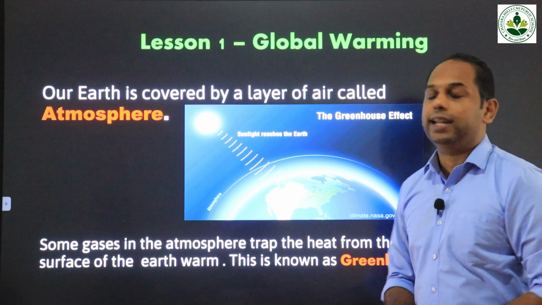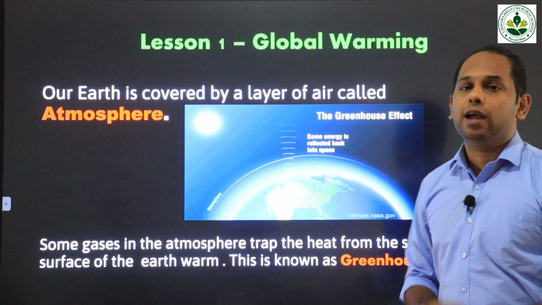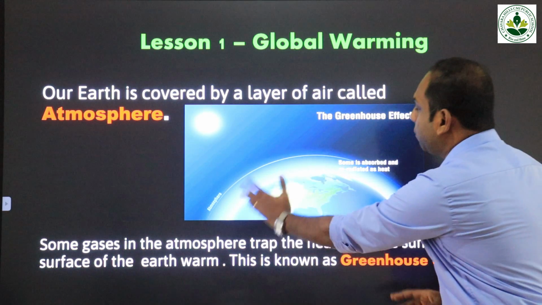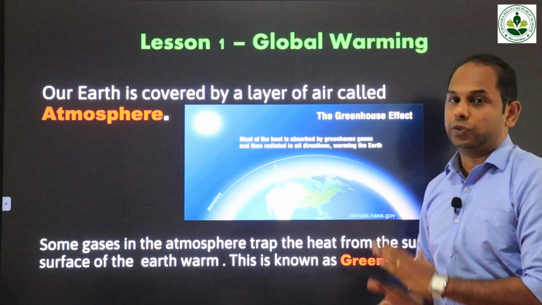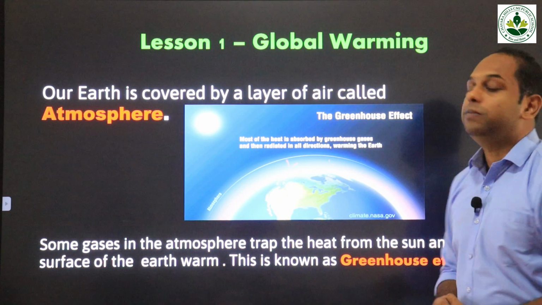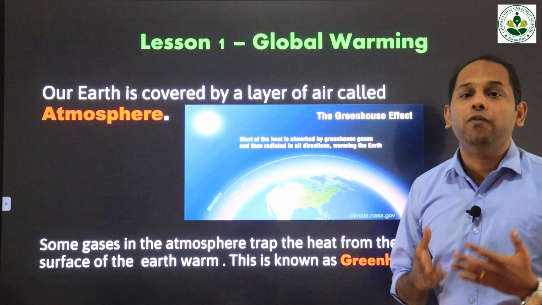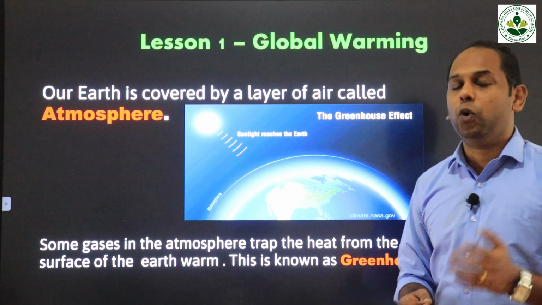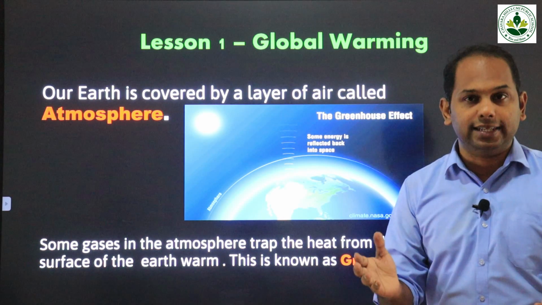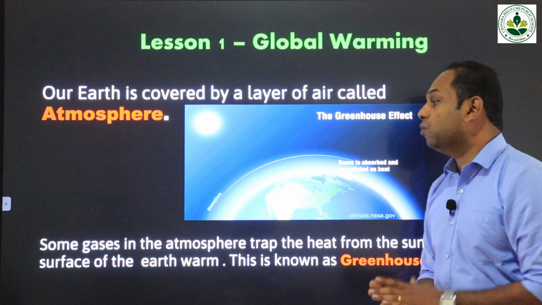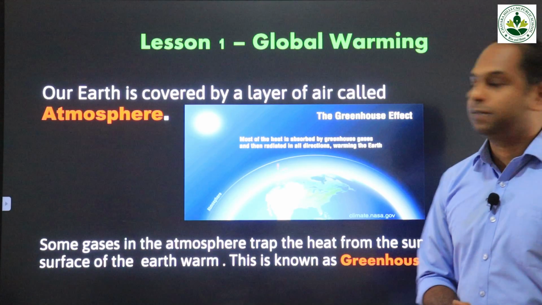Now what you have to understand? Our earth is covered with layers of air. It's called what? Atmosphere. Okay, now we will be studying what is the duty of these greenhouse gases. Just before I have told you, our atmosphere contains many useful gases in it. Now we will be studying what is the duty of these gases.